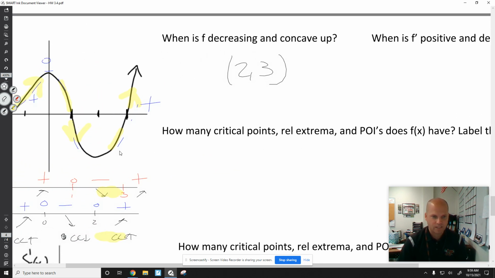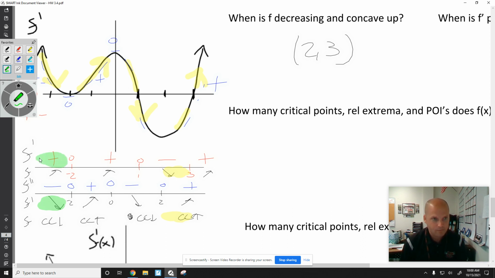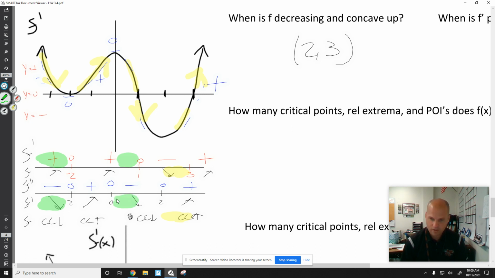When is F prime positive and decreasing? I mean, literally, you could just look at the graph. When is F prime positive and going down? So actually, I might have missed one if I used the table. I didn't look at, oh, here's positive and going down. Here's positive and going down.